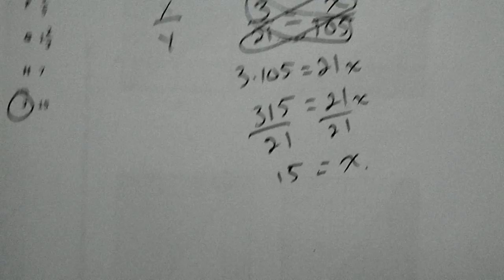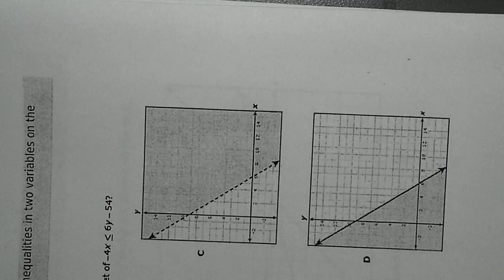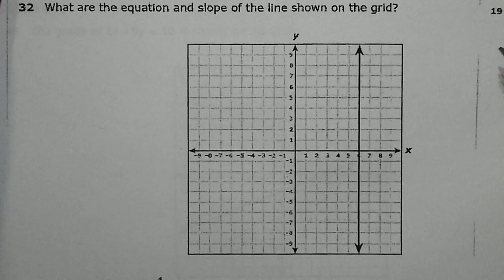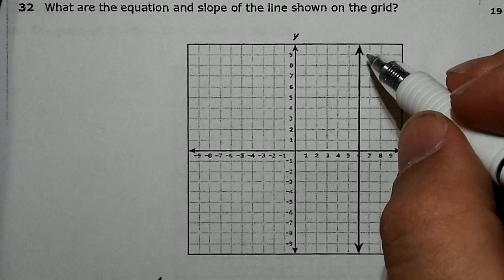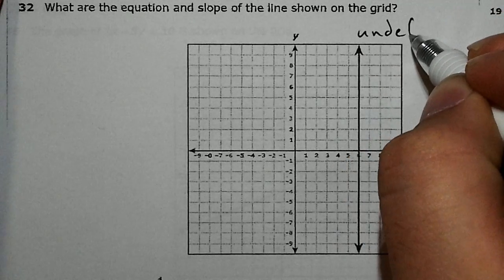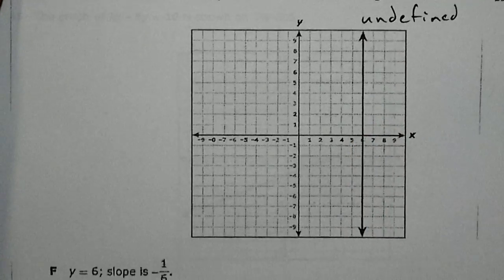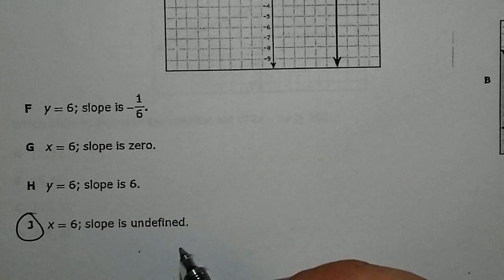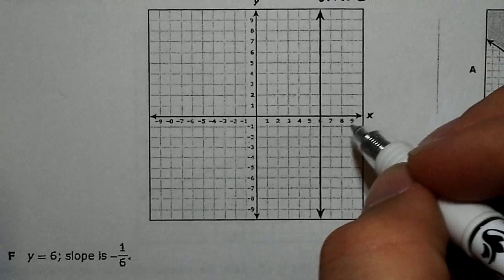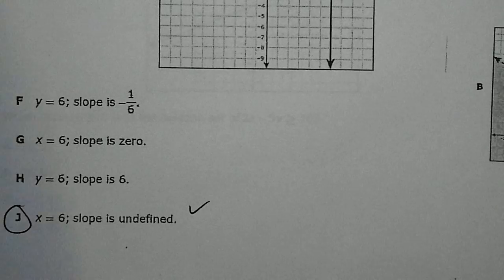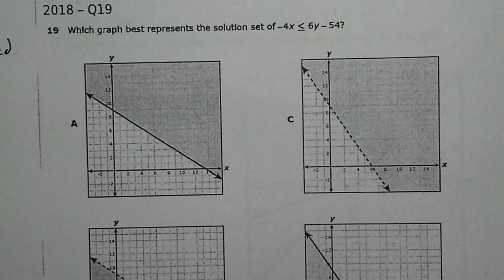All right, next question. What are the equation and the slope of the line shown on the grid? Well, you should immediately see it's a vertical line, so you know the slope is undefined. I look at my answer choices, the only one that says undefined is J. But let's just see if it's at x equals 6. The x value here is at 6, so it is definitely J.